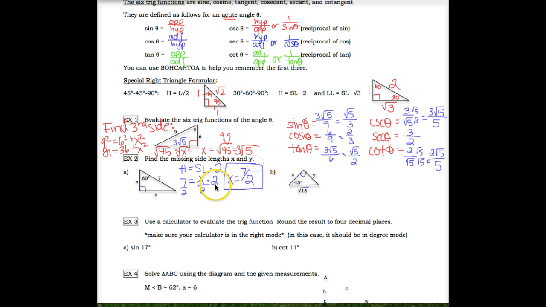Now I need to find my y value. Y is my long leg, so I have to use this formula for the long leg. So long leg, which is y, equals short leg times radical 3. So y equals short leg, which was the x, so 7/2, times radical 3. So now it's just fraction multiplication, top times top, bottom times bottom. Y equals 7 radical 3 over 2.